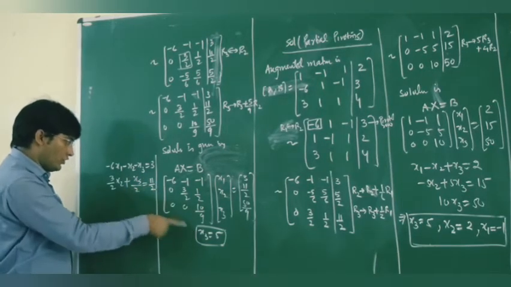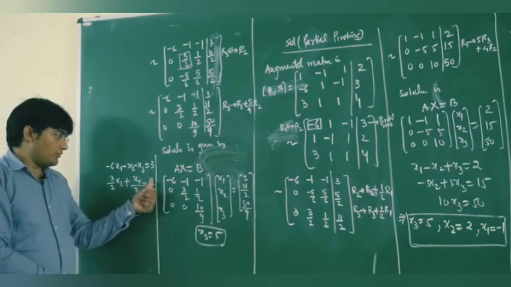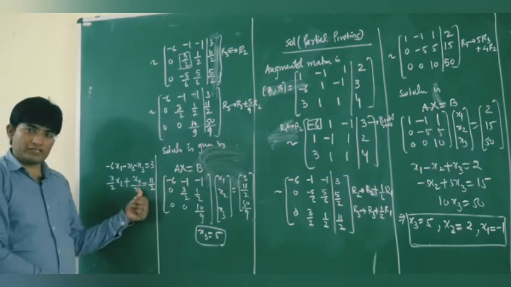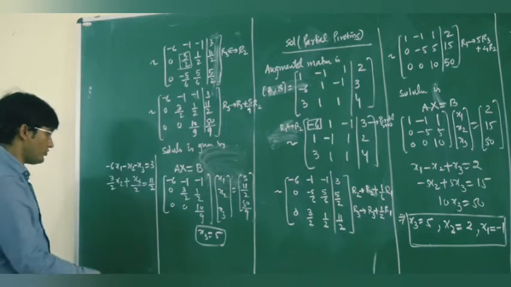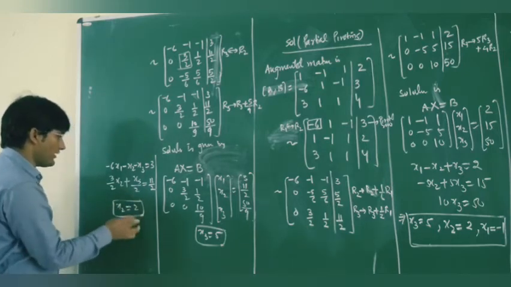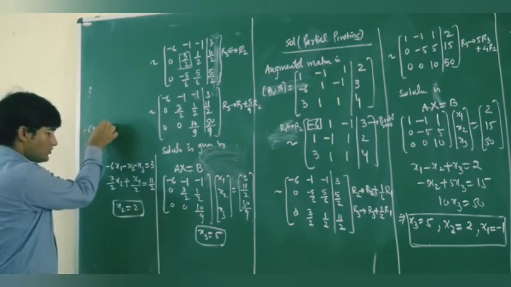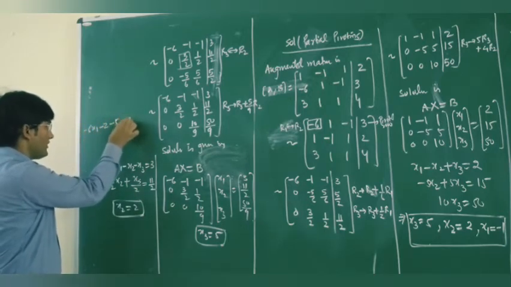Now just put the value of x3 here. So you can see that this is 5 by 2. This 11 by 2 minus 5 by 2 will be 6 by 2, so this is 3. So you can see that x2 is equal to 2. And put the value of x2 here. So we have -6x1 - 2 - 5 = 3.